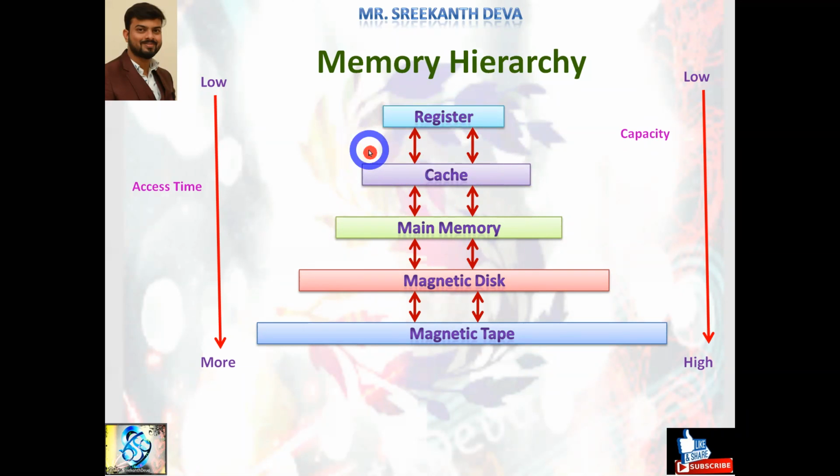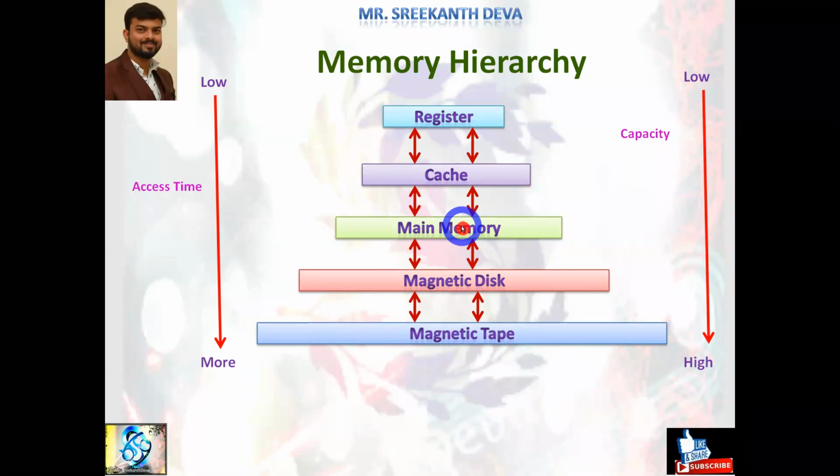CPU, central processing unit. Register stores data in the form of bytes, but coming to cache, the data is stored in the form of what? SRAM, static RAM. Cache we can also call static RAM. It is in the form of kilobytes and megabytes. Okay, data can be stored in a cache in the form of what? Kilobytes or maximum megabytes.